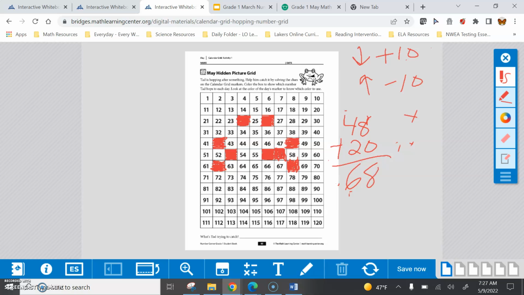But then we had something that said go up one and to the left one. And remember, when we go up, we're subtracting 10, which puts us back at 58. But then we go to the left one, which means, believe it or not, we're subtracting one more, which puts us at 57. And that's why we actually colored in the number 57.